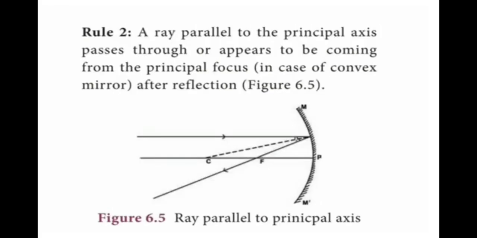Rule 2. A ray parallel to the principal axis passes through or appears to be coming from the principal focus after reflection. When you see this ray diagram, the middle line is called the principal axis. So a ray is parallel to the principal axis. After touching the mirror, it reflects back through the principal focus, that is represented by the letter F. This is rule 2.